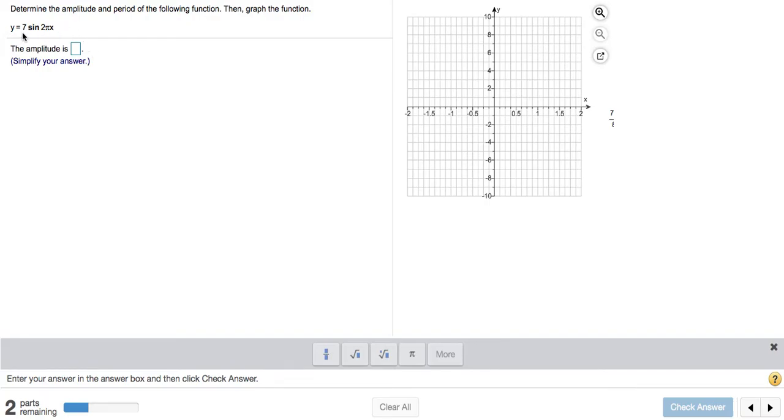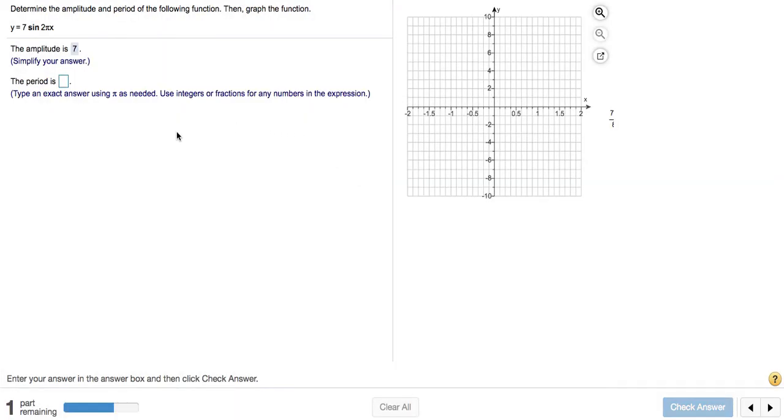This is determined by the number that is multiplied to the front of this function. So this 7 will multiply all of the y values by 7. The amplitude is always recorded as a positive number. So if you have a negative number being multiplied to the front of your trig function, it would just be the absolute value of that number for the amplitude. So in this case, it's 7. So I'll check my answer.